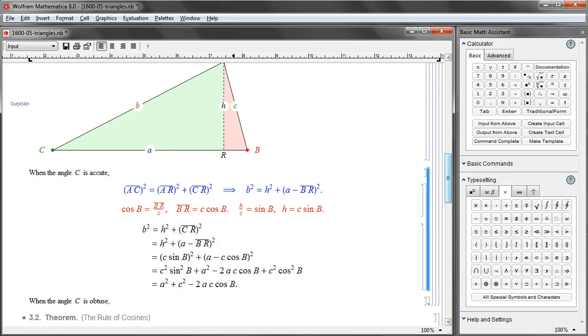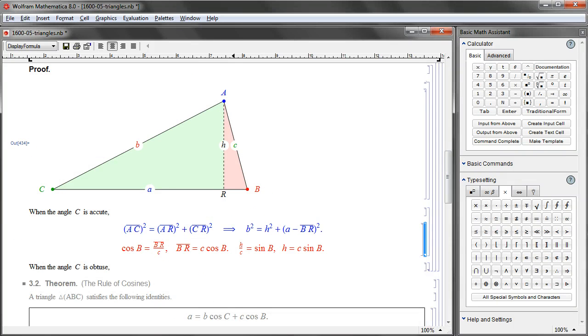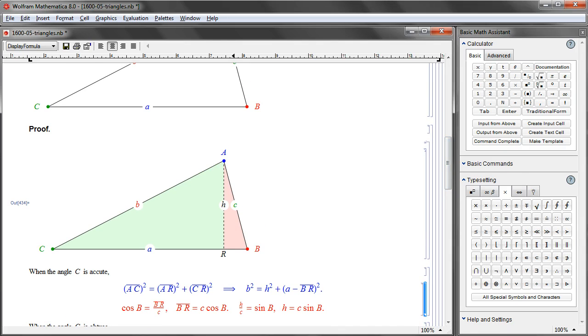From the blue right triangle, this is what we're going to do. We're going to take the Pythagorean formula. AC squared is equal to AR squared plus CR squared from the Pythagorean formula. But AC is equal to b, isn't it? So the hypotenuse is b squared, and then AR is the height, h. So we have h squared.